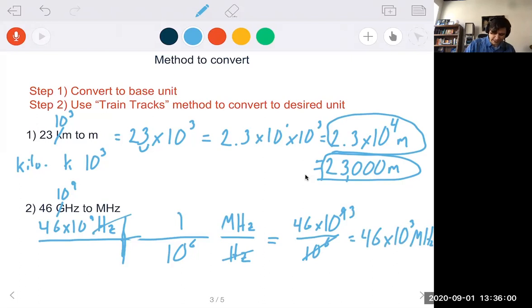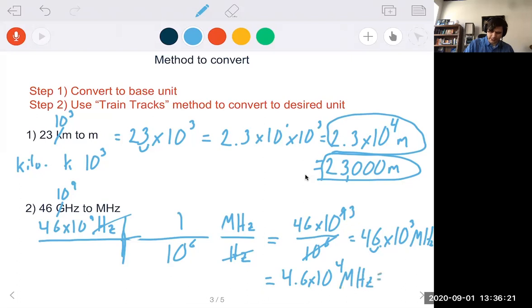Now let's write that in proper scientific notation. 4.6 times 10 to the, move this over 1. So add 1 to the 3, 10 to the 4th megahertz.